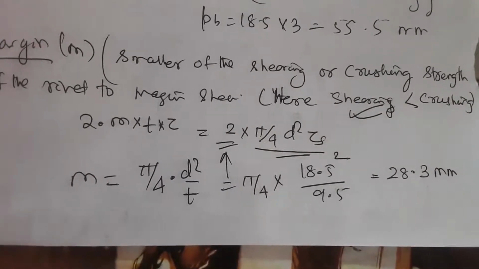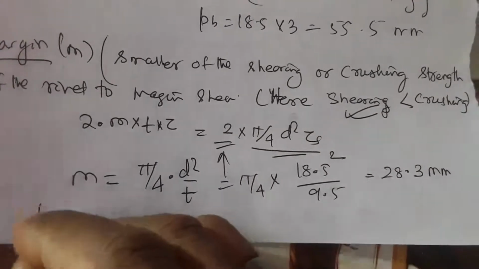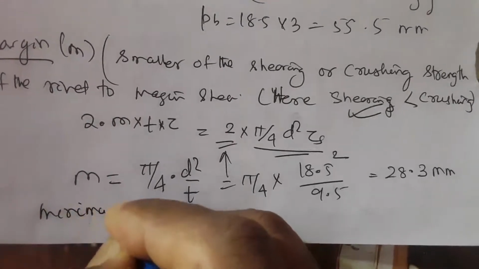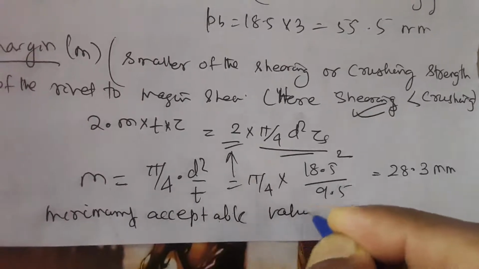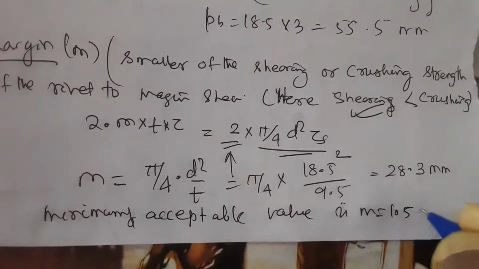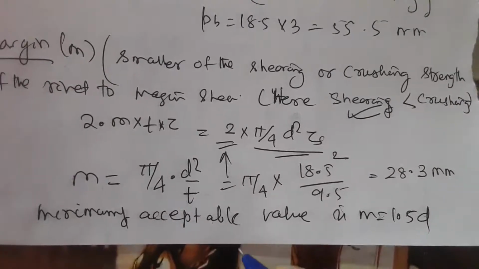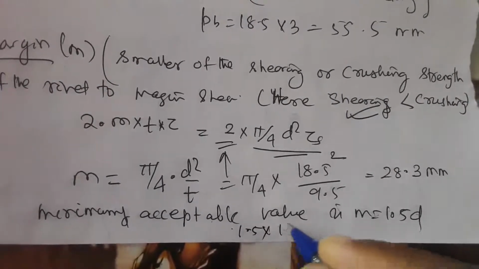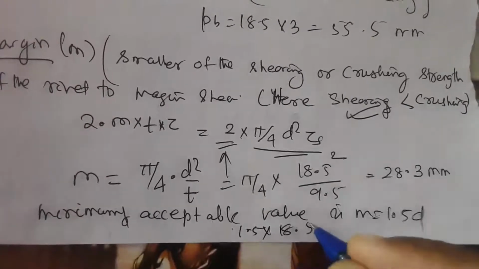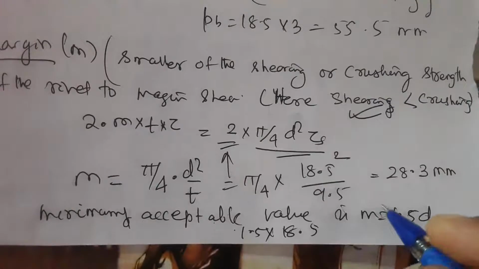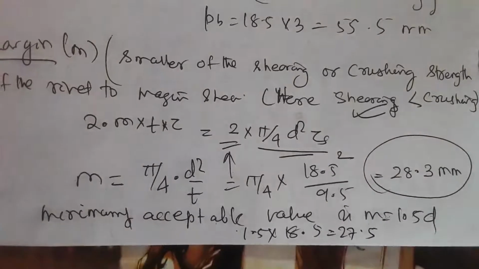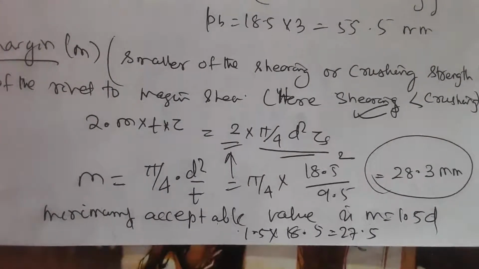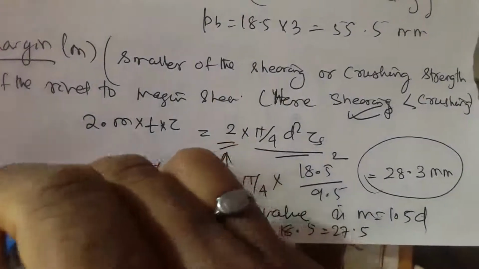Now we have to see the minimum acceptable value is M is equal to 1.5 D, right? So we have to see 1.5 into 18.5, so it is about 27, equal to 27.5, but the margin calculated is 28.3, so we can take M is equal to 28.3, which is acceptable. So this M is acceptable.